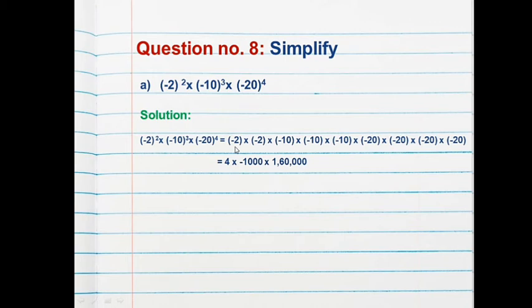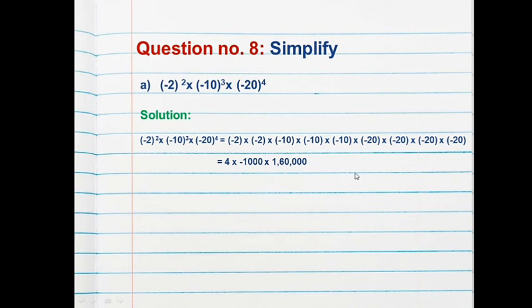That is, when we multiply minus with minus, we will get plus, that's why plus 4. Then here minus into minus is plus, and plus into minus will be minus, that's why we got here minus 1000. And here minus into minus is plus, plus into minus is minus, and then again minus into minus will be plus, that's why we have written here plus 1,60,000.